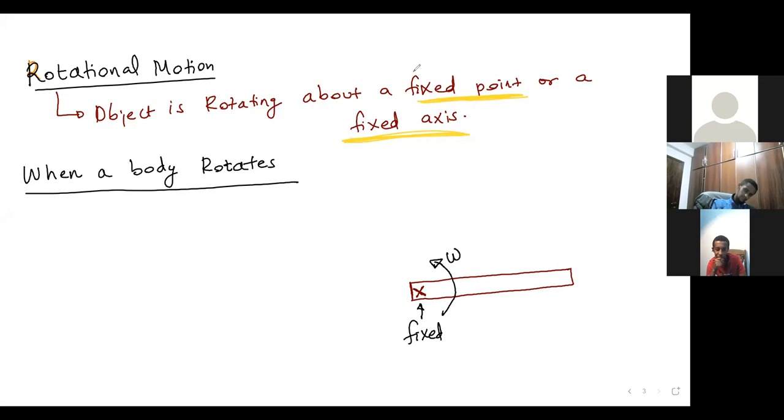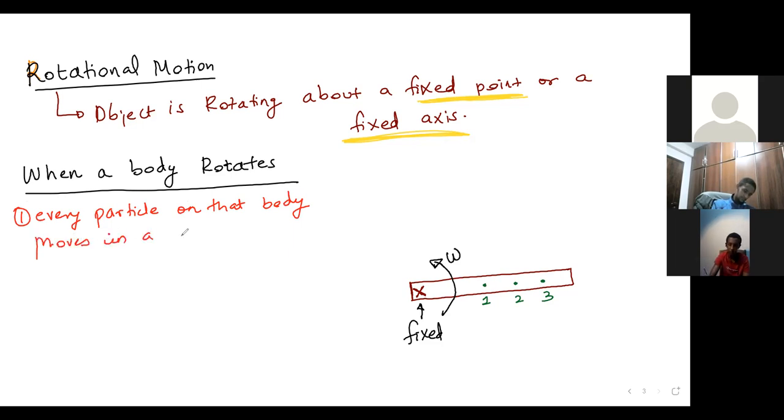Now, when a body rotates, can I say this body is made of many particles? Let's say this particle is particle 1, this particle is particle 2, this particle is particle 3, correct? Now you tell me, whenever a body rotates, every particle on that body moves in a circular path. A very important observation. Moves in a circular path.